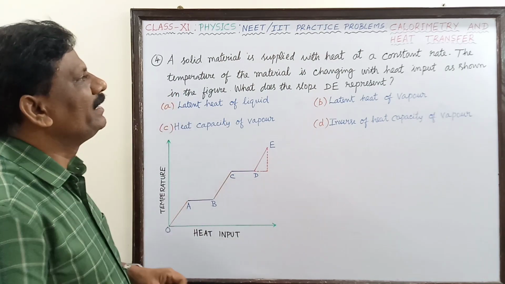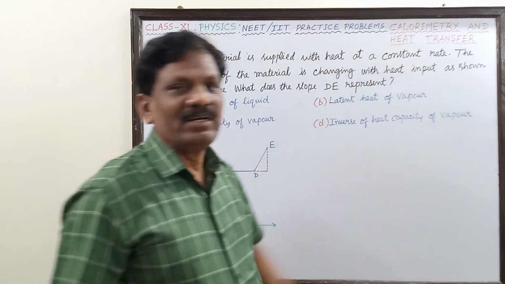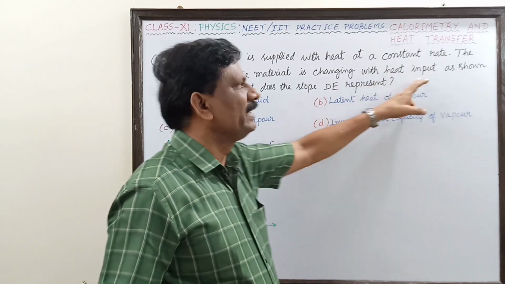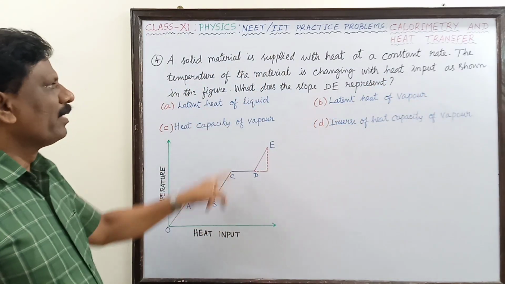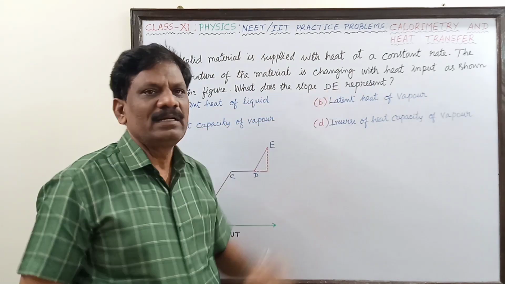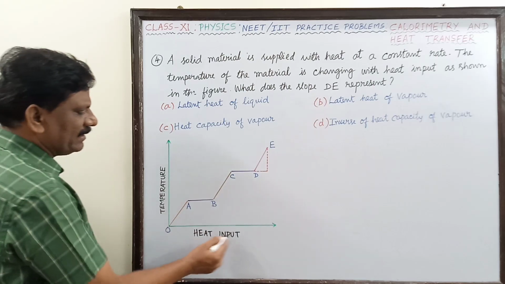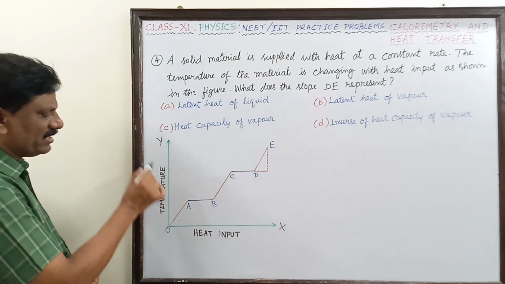A solid material is supplied with heat at a constant rate. The temperature of the material is changing with heat input as shown in the figure. What does the slope DE represent? Now you can see along the x-axis the heat input is taken and along the y-axis the temperature is taken.